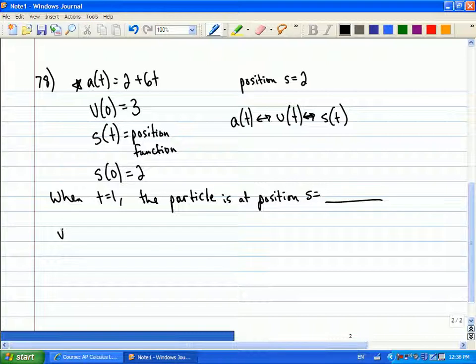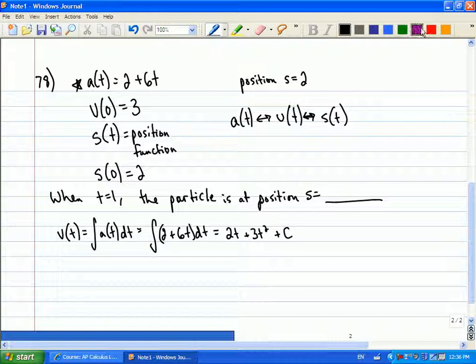So if I want to know what the velocity is, it's the integral of the acceleration. So I'm going to have the integral of 2 plus 6t, and that's going to be 2t plus 3t squared, and a constant. Now, because they gave us some extra information here, we're able to figure out what that constant is. Otherwise, we'd be stuck right now.